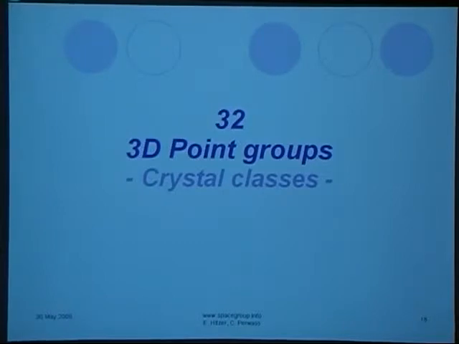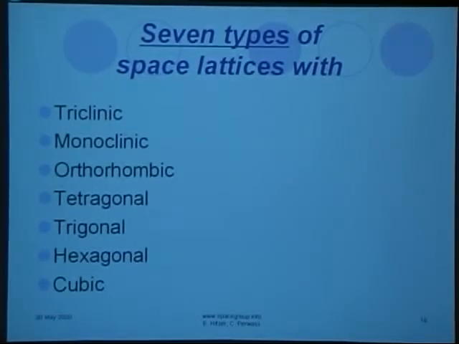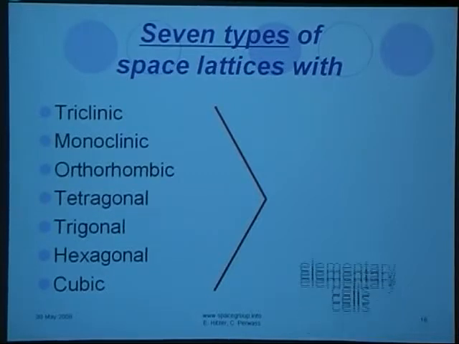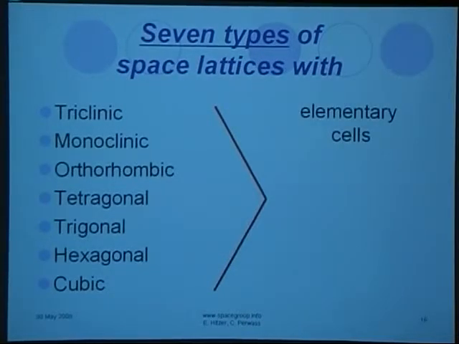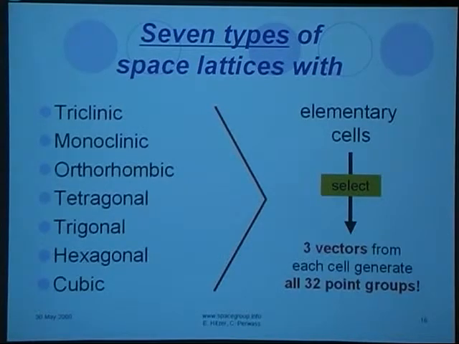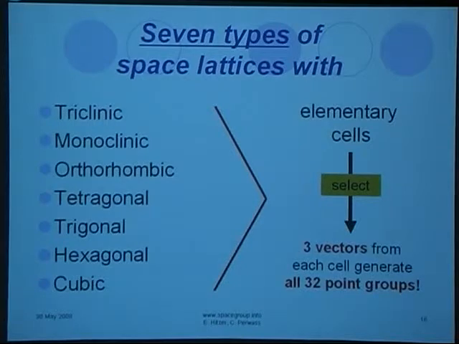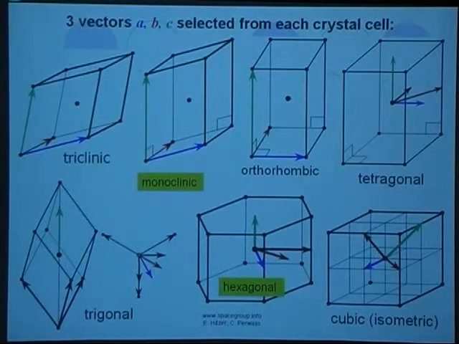Now let's go on to the 32 3D point groups, which are also called crystal classes by the crystallographers. So I have these 7 types of crystal lattices, which are well known here. And from these crystal lattices, I always take the elementary cell, and from the cell select 3 vectors. And these 3 vectors completely characterize the cell and its symmetry and generate, as I have described it before, all 32 point groups.